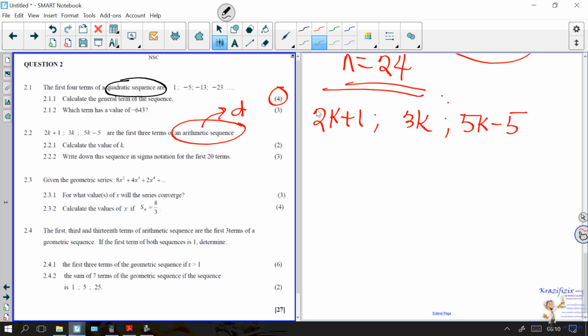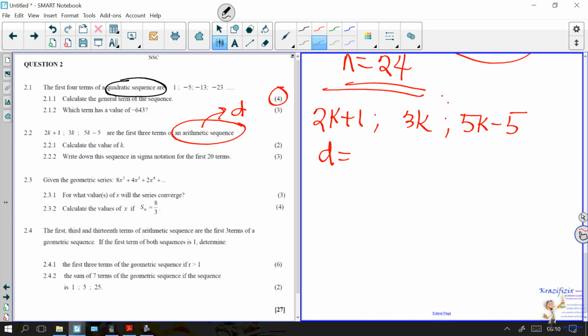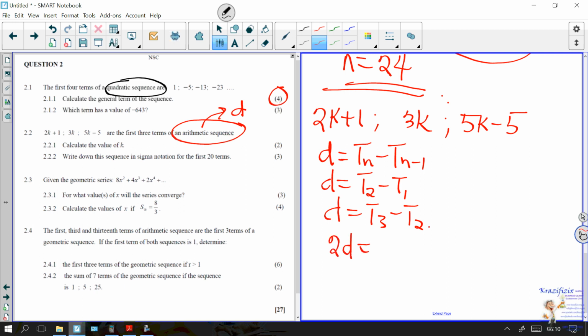Okay, there are two ways to do this, but what we know is a common difference. D is basically Tn minus Tn minus 1. So I could have d to be T2 minus T1. D is T3 minus T2. And one thing I want us to see, 2d is actually T3 minus T1. That's another method. Okay, let's try to make it simple for everyone.